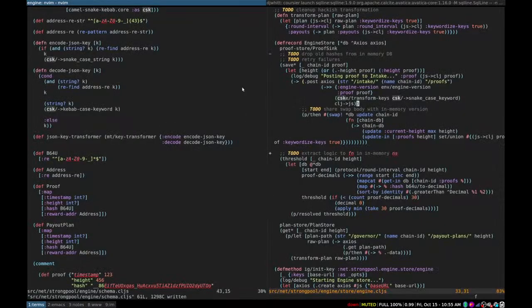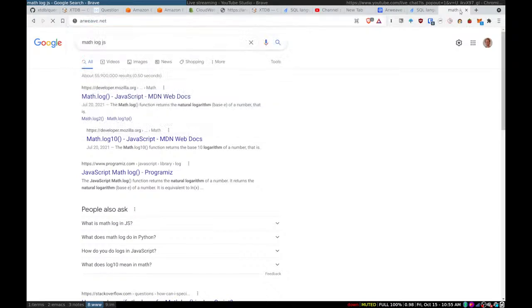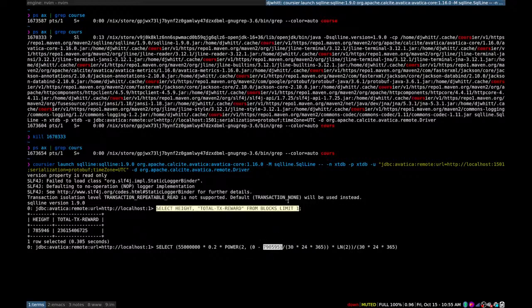Let me just put this into here, and we'll just do height negative. Let me put in the current height, because then I'll know right away, because I know ballpark what it should be right now. Oh wait, so it did. It worked here. Yeah, and that's the right number. So, okay, the formula is right.